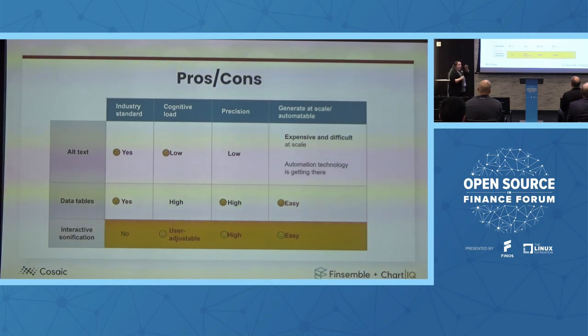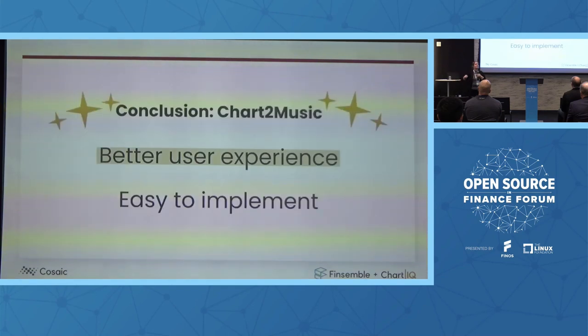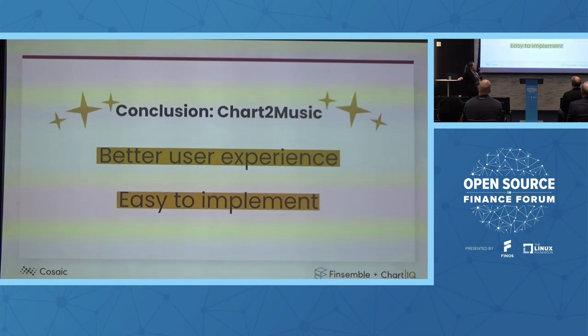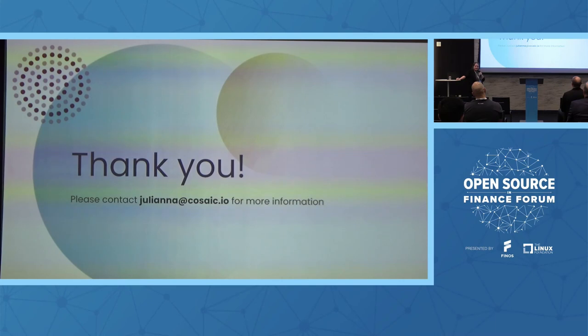Anyway. And then we have interactive sonification. It's not the industry standard yet, but it's user adjustable. The user can decide how much cognitive load they want it to have, and it'll remember everything for them. The precision can be very high because you can go find the exact data point you want. And of course, it's very easy to generate at scale. If you were able to generate the chart, you're able to generate the interactive sonification. So in conclusion, chart to music. It's a better user experience all around while also being a better developer experience all around. Easier to implement, easier to use. Any questions?